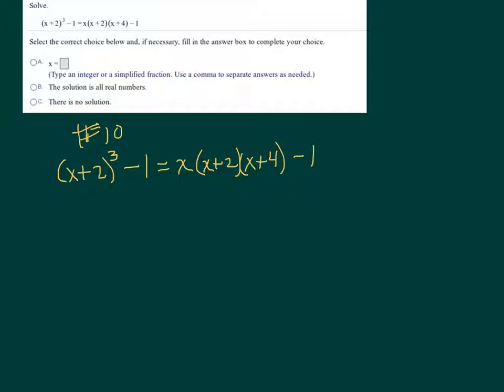The first thing that you want to do, of course, is get rid of this negative 1 on this side, whichever side you decide. So we're going to use opposite operations. We're going to add 1 to both sides, and when we do that, what we get is (x + 2)^3 = x(x + 2)(x + 4), right?